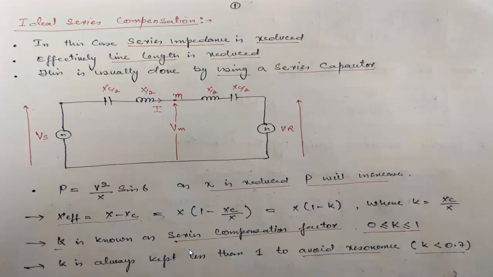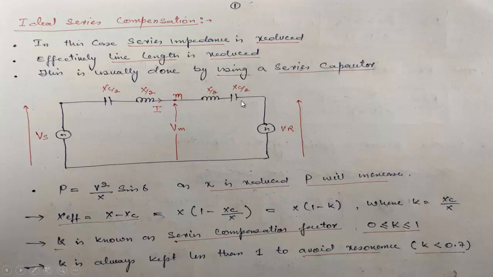Now coming to the ideal series compensation. So what is series compensation? In this case, since we know that the power transfer is inversely proportional to the reactance of the line, when X is decreased, power transfer can be increased. So in this case, series impedance is reduced. Effectively, we can say line length is reduced. This is usually done by using a series capacitor in the transmission line.